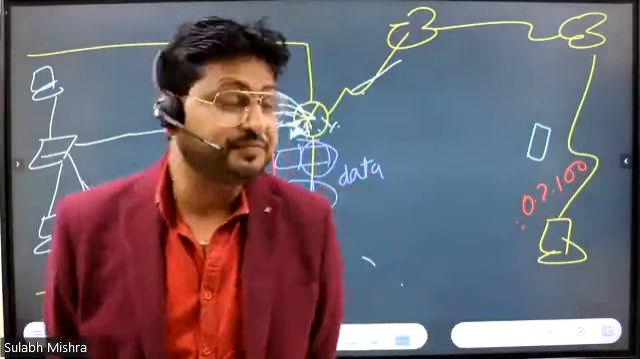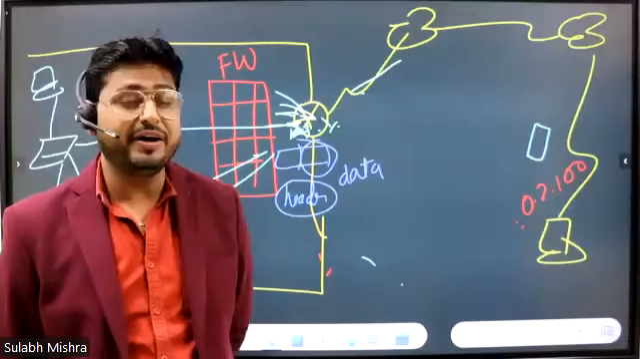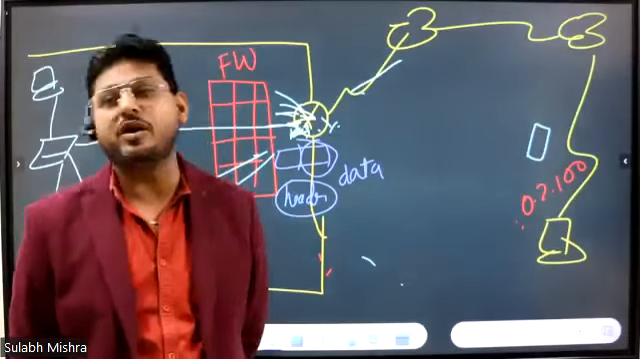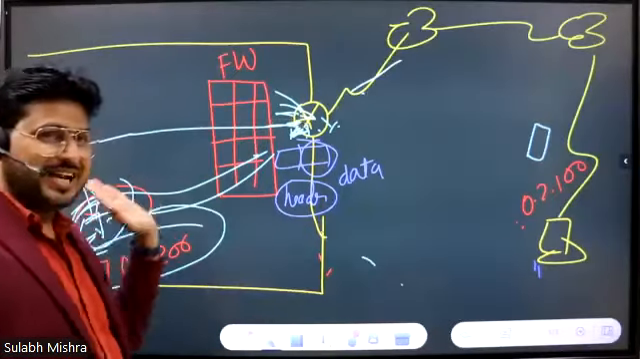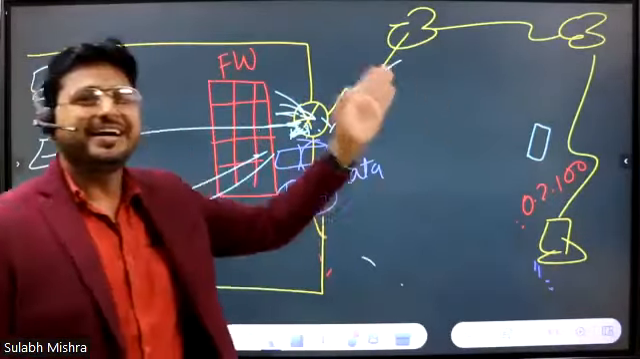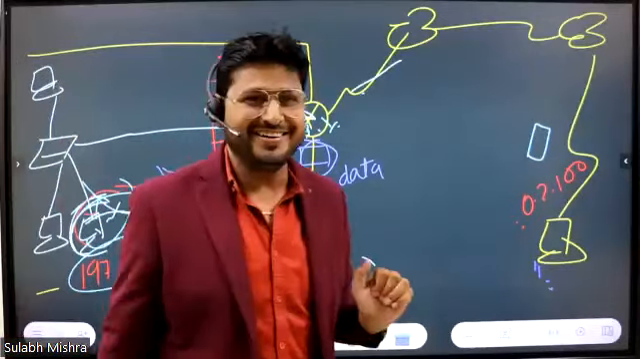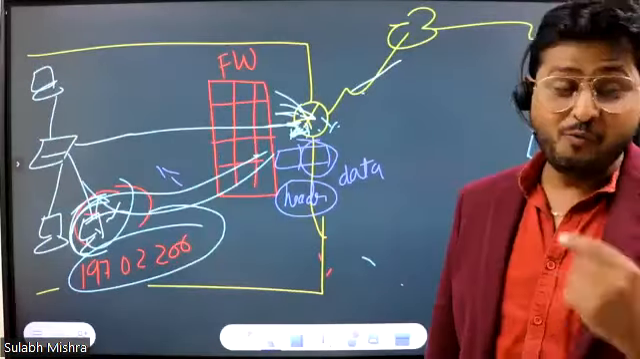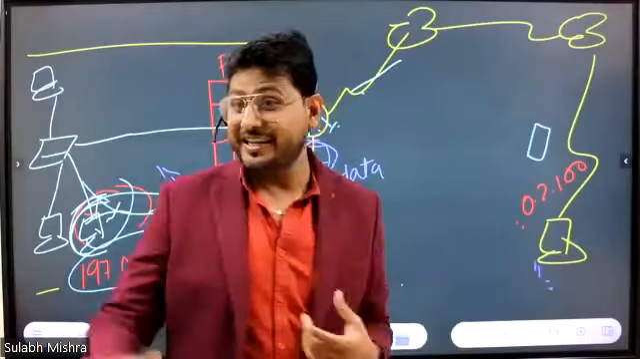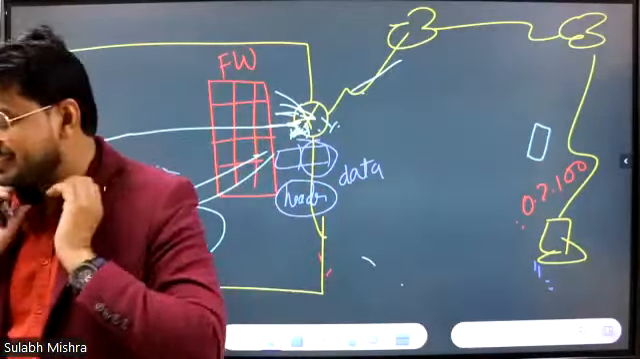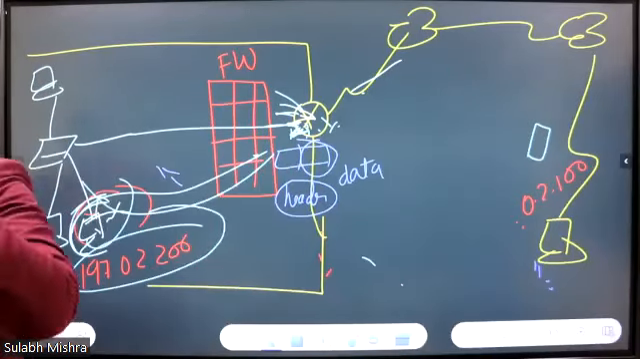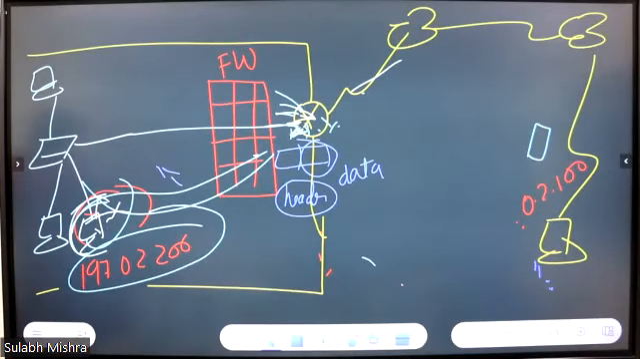Header. When the packet hits the router or firewall, it will open the header part of the packet and read the source IP, destination IP, source port, destination port, and protocol. What is the source IP? What is the destination IP? What is the source port? And what is the destination port? And what is the protocol?